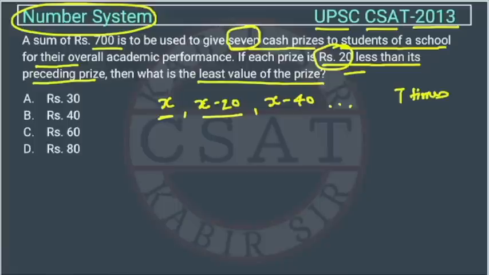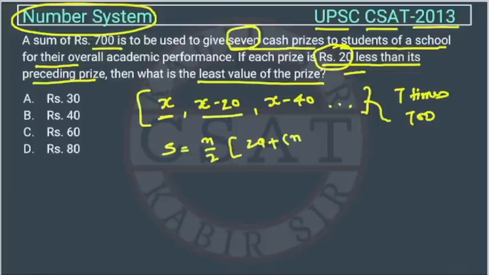And they have given that the sum of this money, whatever they are distributing as prizes, is 700. So if you see, this is an AP series, right? So this is an arithmetic progression. So we will use the formula of arithmetic progression. In arithmetic progression, the formula is sum equals n by 2 into 2a plus n minus 1 into d, right? So d is the difference. Here the difference is how much? This is 20 less, so minus 20, right?